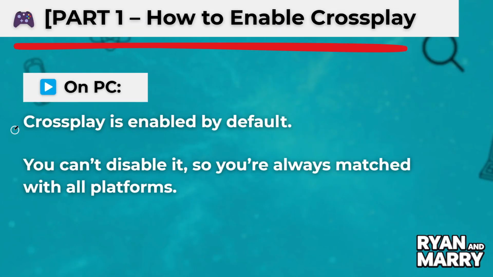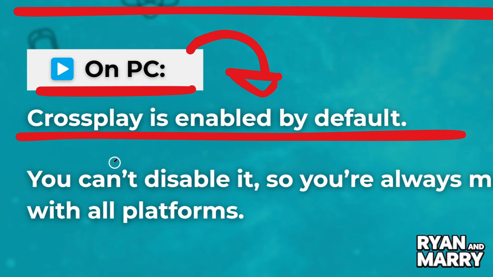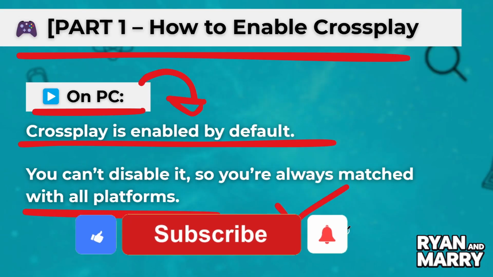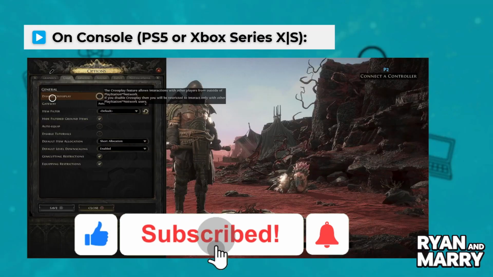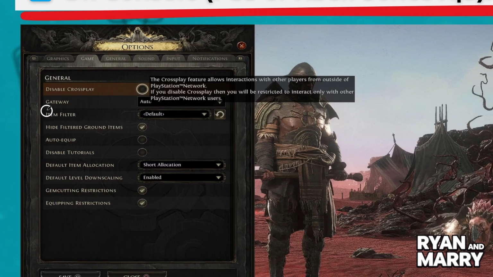Let's start with crossplay, which allows you to play together with friends across different platforms. On PC, crossplay is enabled by default. You cannot disable it, so you're always matched with all platforms. On console, PS5 or Xbox Series X and S, you can choose to enable or disable crossplay.